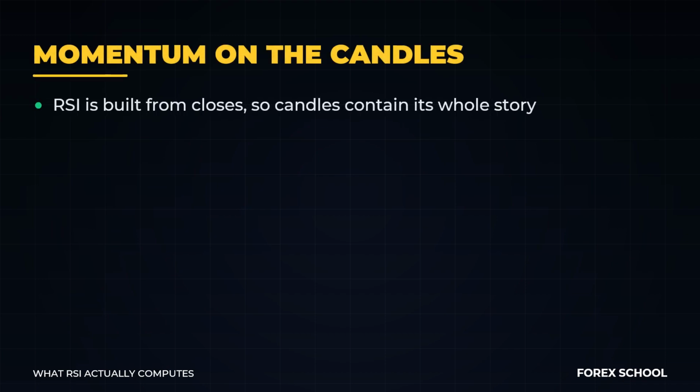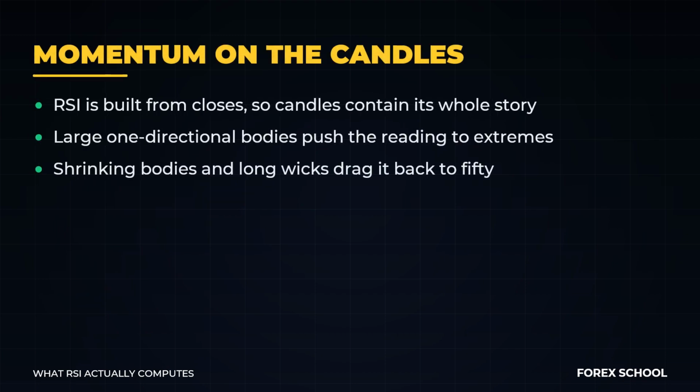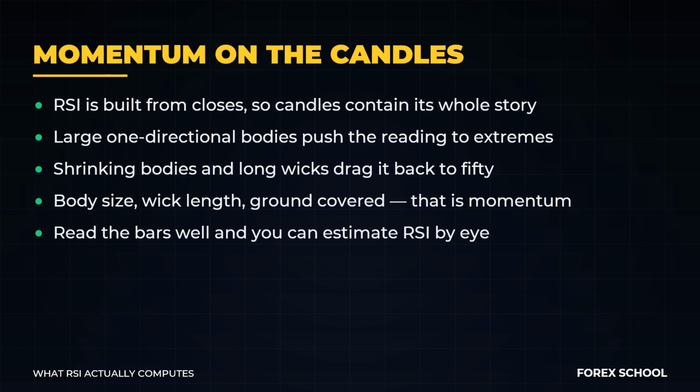That has a beautiful consequence. Because RSI is built entirely from closing prices, everything it knows is already sitting on your chart, inside the candles themselves. A run of large bodies in one direction is exactly what drives the reading towards an extreme. Shrinking bodies, overlapping ranges, and long rejection wicks are exactly what drag it back towards 50.